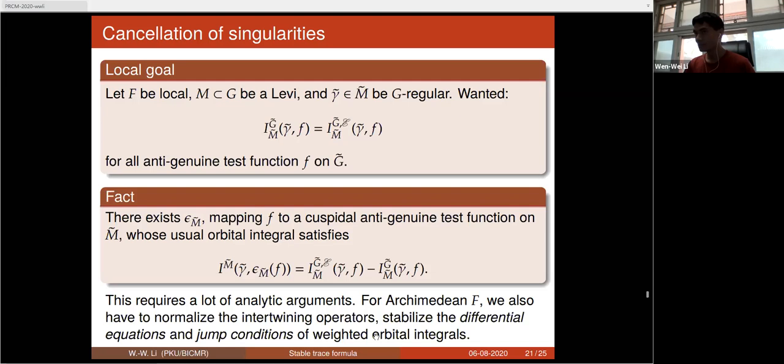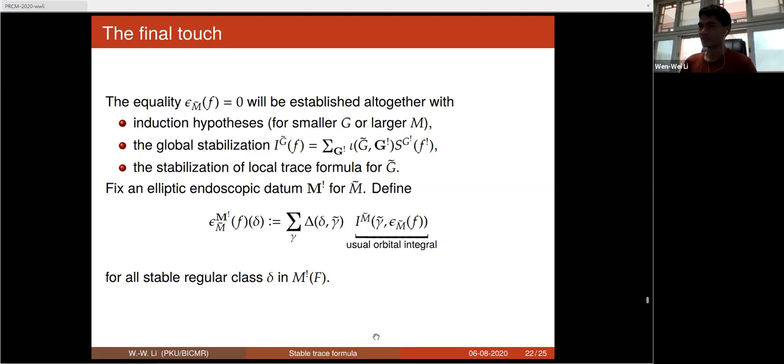Okay, so equality is established in a very long induction argument. First we make induction on M, but also on G. So if G gets smaller, then we are done. If the Levi gets larger, for example, if N equals G, then we are also done.